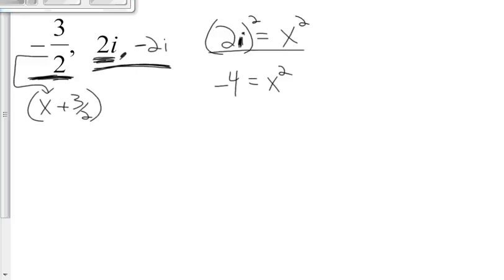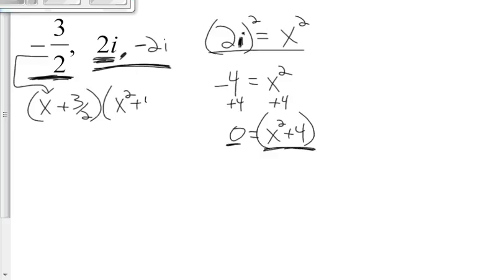So if I want to write this as a factor, I'm going to set it equal to 0, and then whatever that expression is, that would be the factor. So I can add 4 to both sides here. 0 equals x squared plus 4. Since this equals 0, x squared plus 4 is the factor that would give us these two solutions.